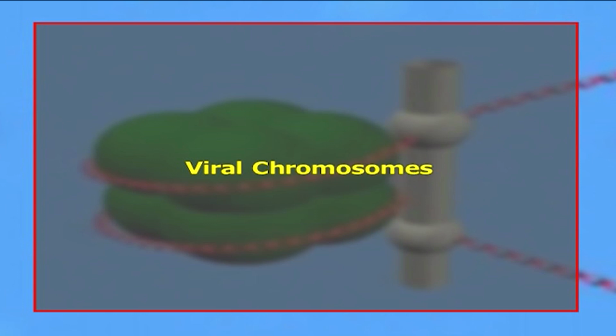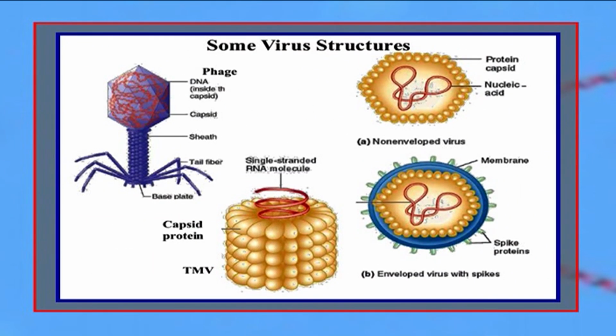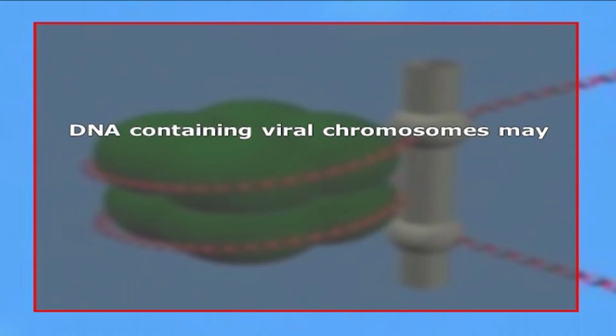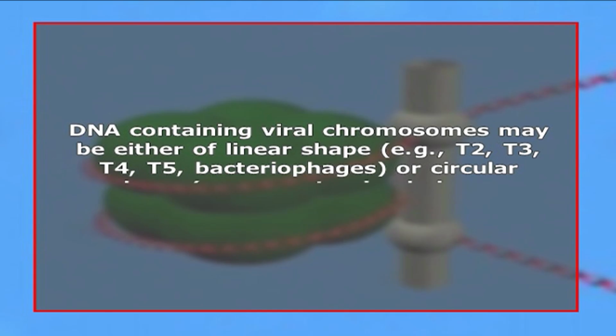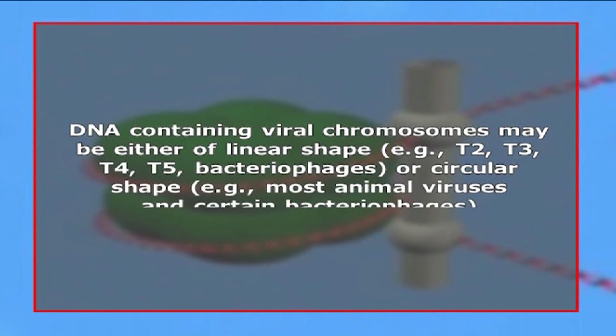Viral chromosomes. The chromosomes of viruses are called viral chromosomes. They occur singly in a viral species and chemically may contain either DNA or RNA. The DNA-containing viral chromosomes may be either of linear shape, for example, T2, T3, T4, T5 bacteriophages, or circular shape, for example, most animal viruses and certain bacteriophages.